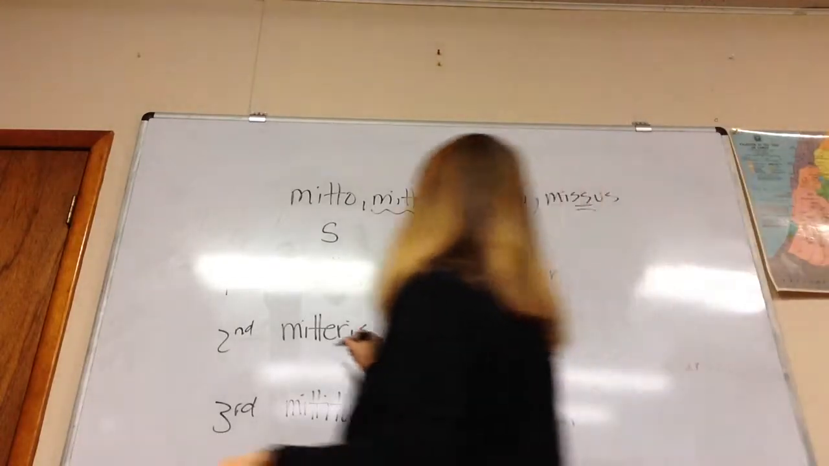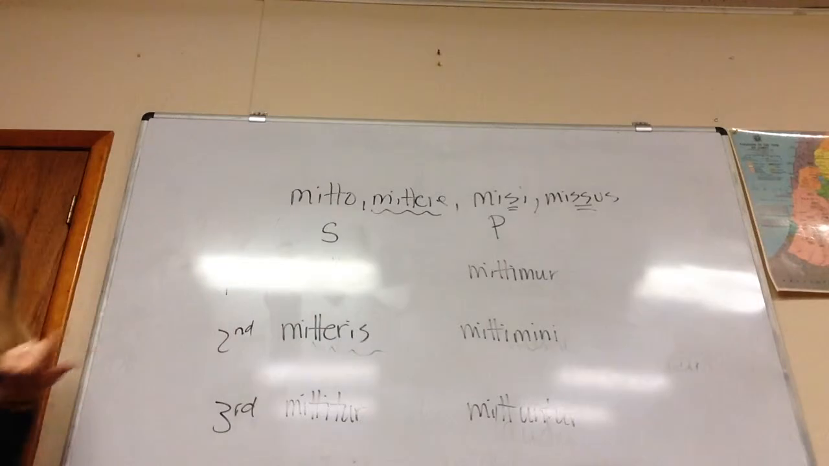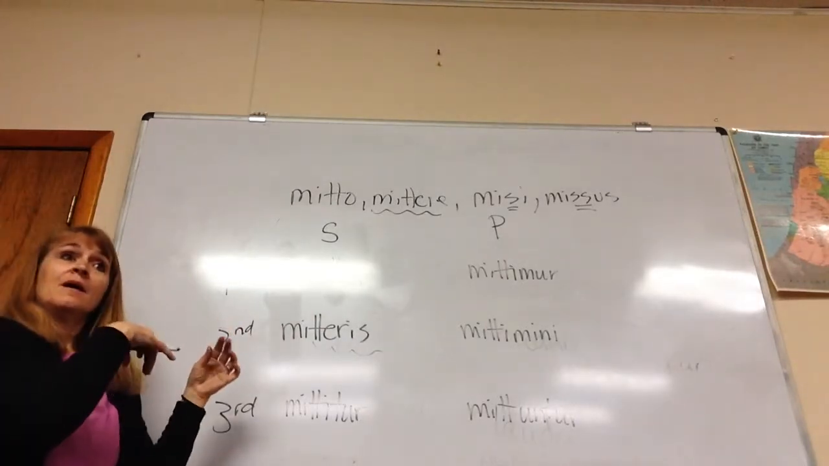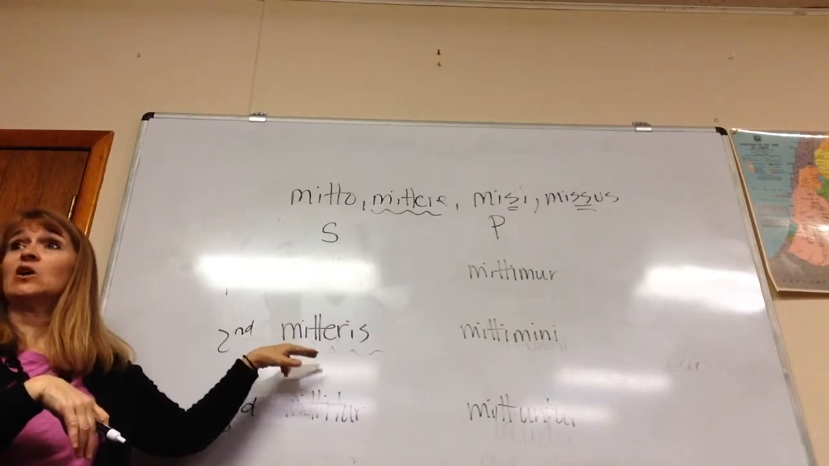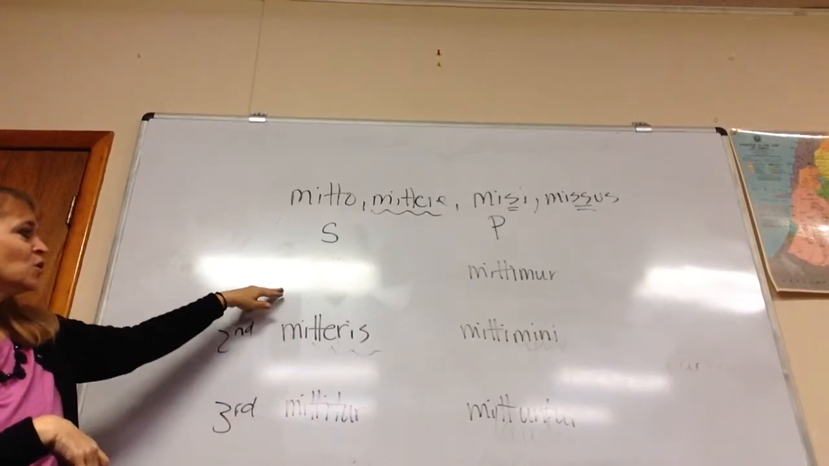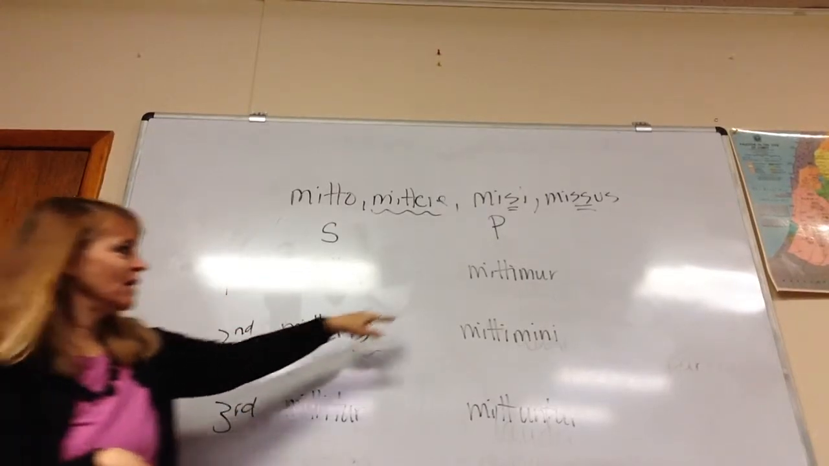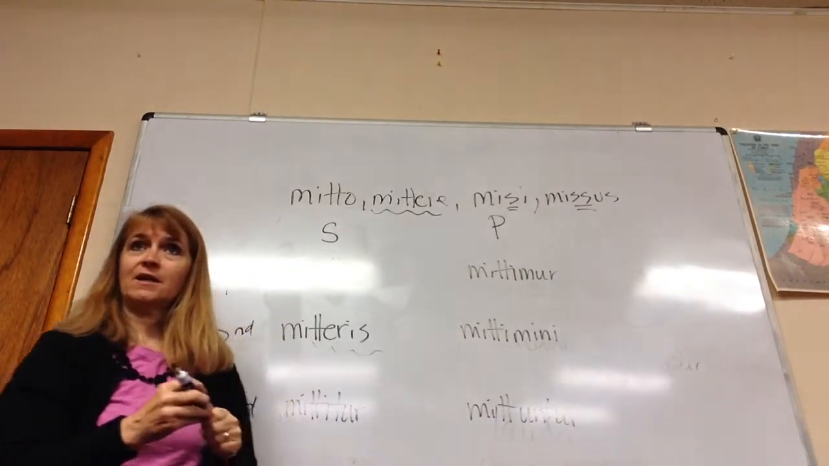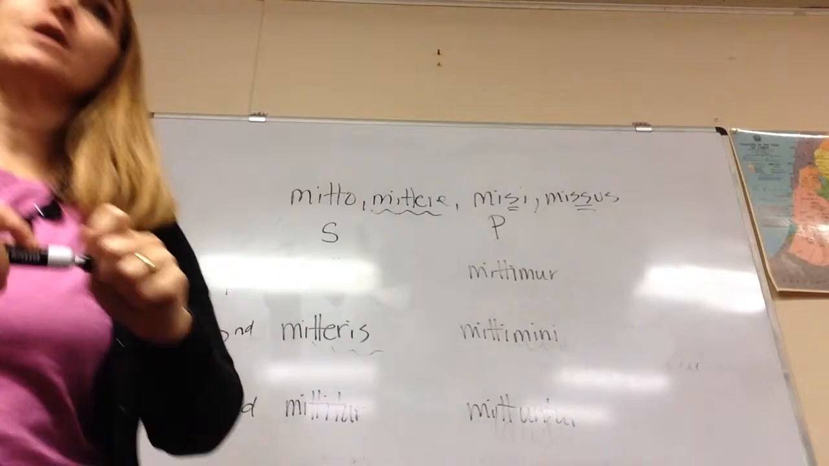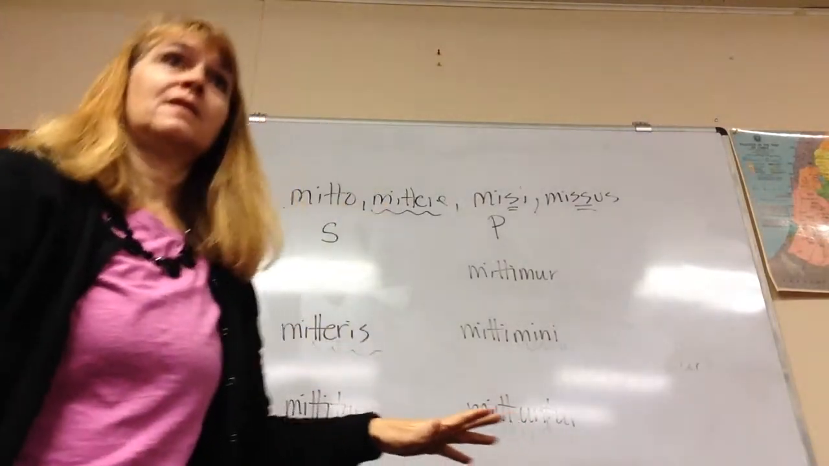Okay, this would be the question right here. But if you just remember when we did the future of the other ones, we had to change that I to an E, and we do it here also. Mittor, mitteris, mittitur, mittimur, mittimini, mittuntur. Okay, did you get that? Everybody got it right?